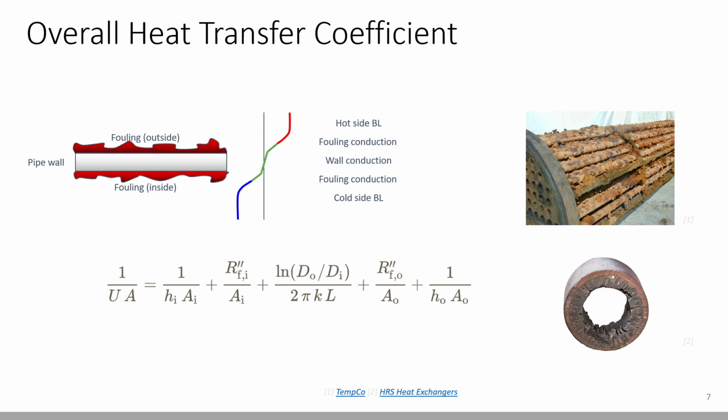And then we have the overall heat transfer coefficient. If the overall heat transfer coefficient is U, then using the concept of resistance we can write 1/UA equal to 1/(h_i A_i), then the resistance due to fouling on the inner side, then the conduction resistance, then the resistance due to fouling on the outer side, and the heat transfer coefficient resistance on the outer side. In the figure, you can see the actual fouling shown on the outer side, whereas this figure shows the fouling on the inner side.